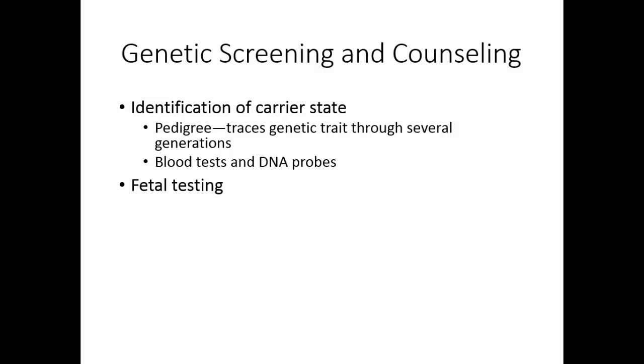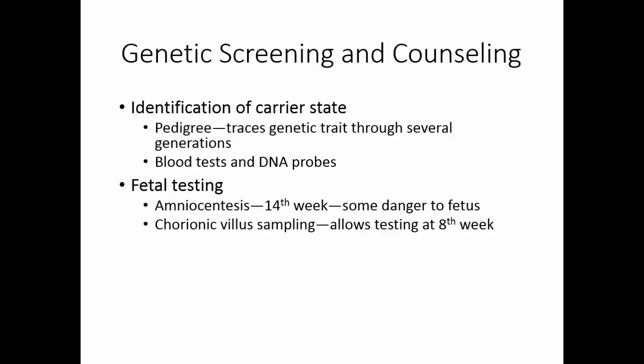Fetal testing is possible. Amniocentesis can be done at about the 14th week of gestation. Because you're sticking a needle through the placenta to withdraw some amniotic fluid, there is some danger to the fetus. Using ultrasound has reduced that danger. Chorionic villus sampling is a little safer and allows for testing as early as the 8th week, but it's recommended you wait until the 10th week.